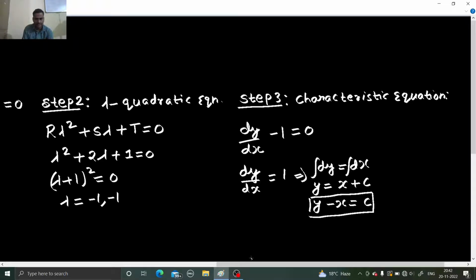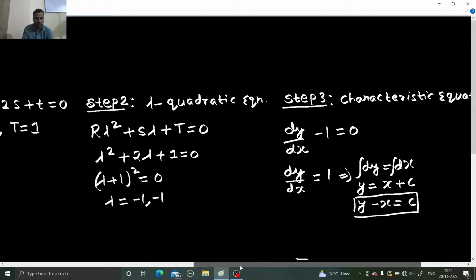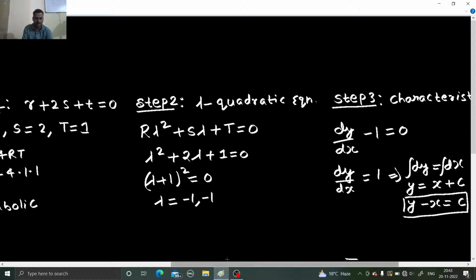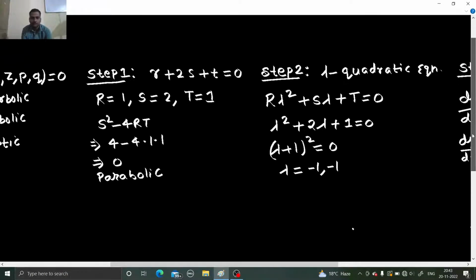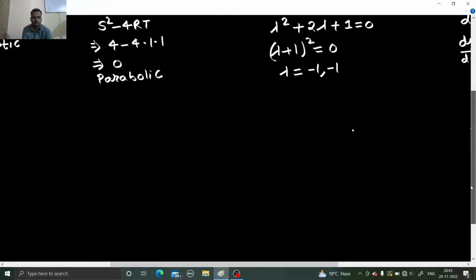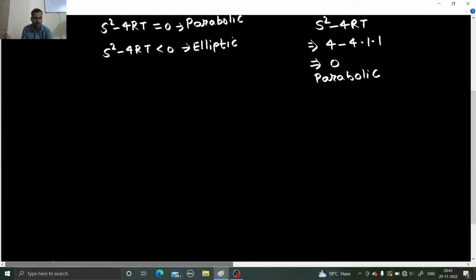What's next? Can we have step 4 here, or should we move? Yes, we can move further. So y minus x equals to c is what I have got. So step 4.